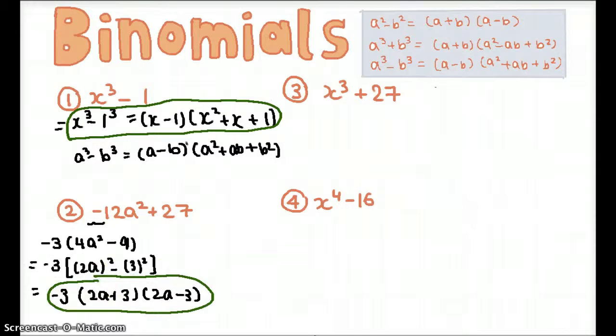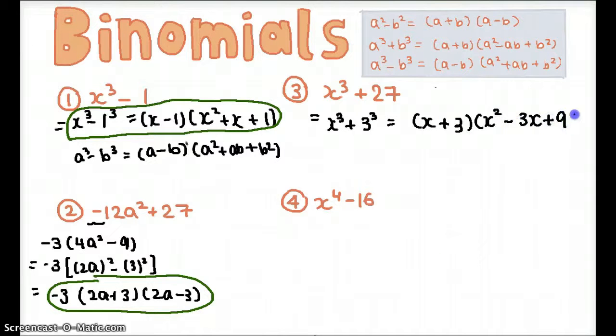So the next question says x to the power of 3 plus 27, and we can't factor anything out there, so we're just going to start with the rules. And this follows the same rule as a to the power of 3 plus b to the power of 3, because this equals x to the power of 3 plus 3 to the power of 3. So we're just going to write this out, but we're going to plug in x for a and 3 for b. So we get x plus 3, x squared minus 3x plus 9. And this would be our answer.